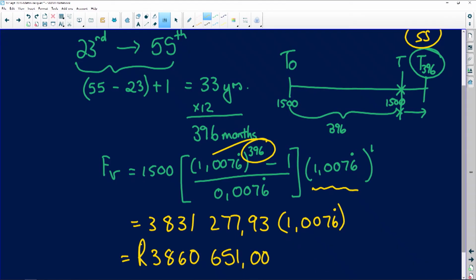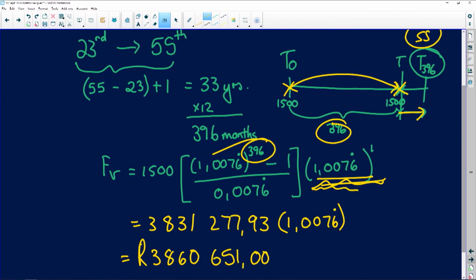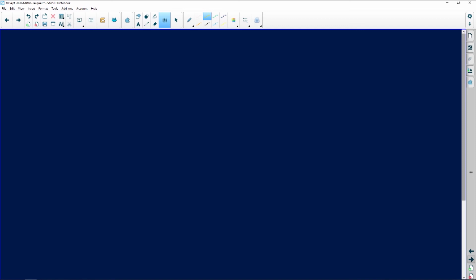Remember, folks, he started paying on his 23rd and he stopped a month before the 55th. That makes up for a total of 396 payments here. And then the annuity terminates. It runs from there to there. 396 payments. It has to go forward 1 month to get him to his 55th birthday. Okay, let's look at the last part of this particular question.